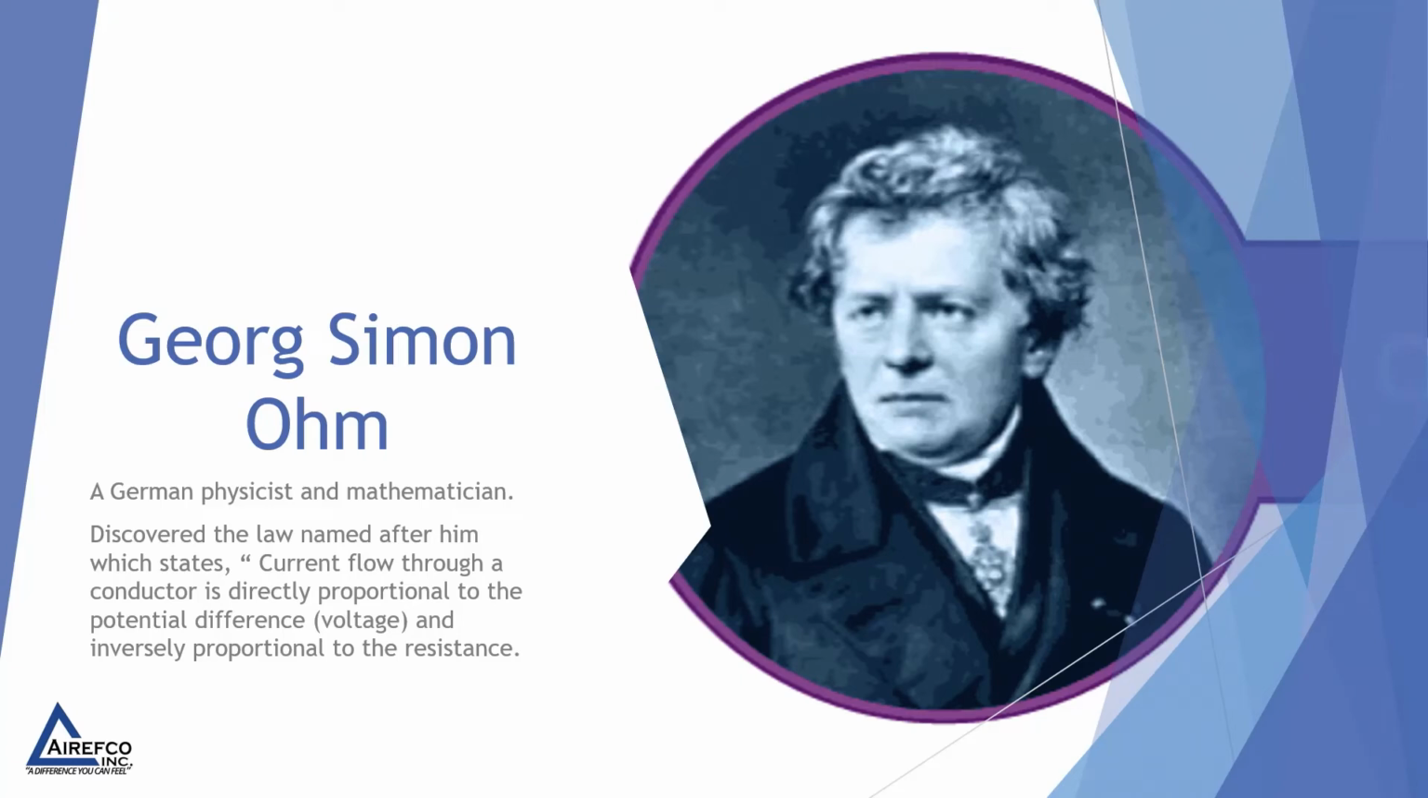Simon Ohm was a German physicist and a mathematician. He discovered the law named after him, which states that a current flow through a conductor is directly proportional to the potential difference, or the voltage, and inversely proportional to the resistance.